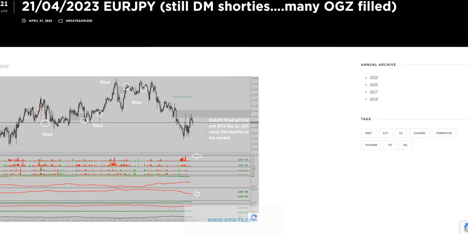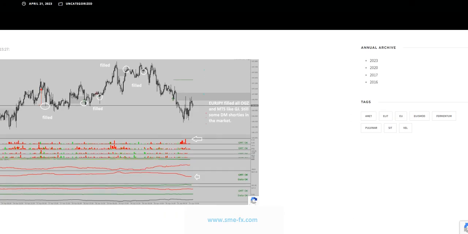So cheap entry for any causality trader. Euro yen, we see Euro yen did some beautiful moves on lower time frames. Look at that. Okay, option strike filled, order gap zone filled, MTS filled. But it was more advanced and complex because overall we still had an ongoing squeeze against the shorties.